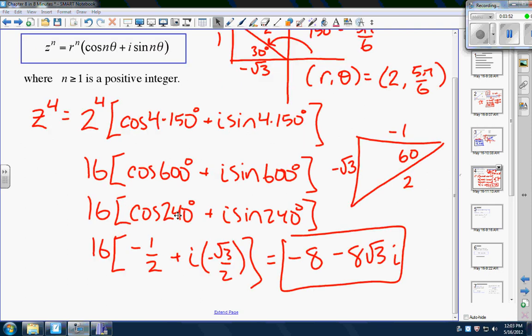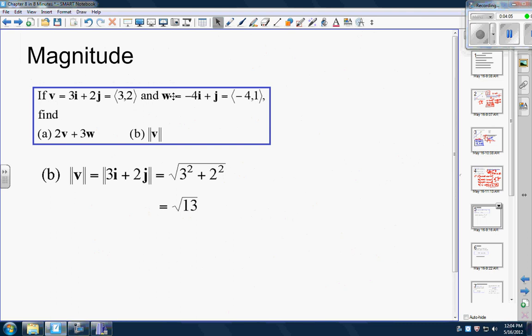If you simplify 600, you get the same thing as 240. Draw a picture or use your unit circle. Both sine and cosine are negative. Plug in the values. Don't forget about the i. Distribute the 16, and this is what we get. Okay, moving on to the vectors.